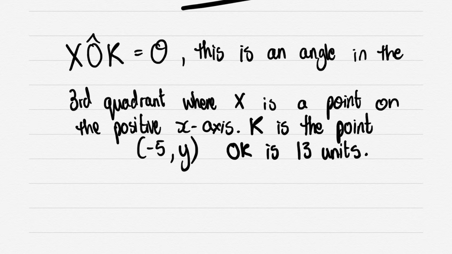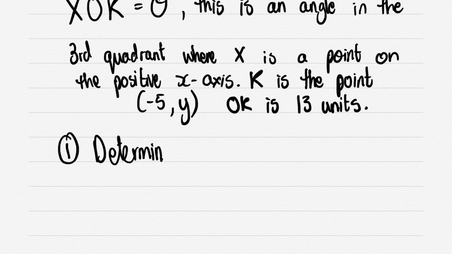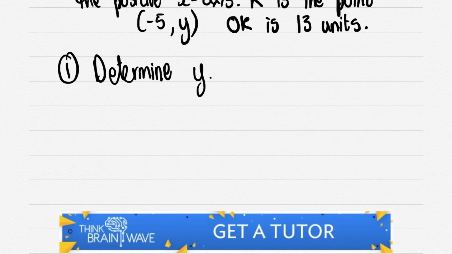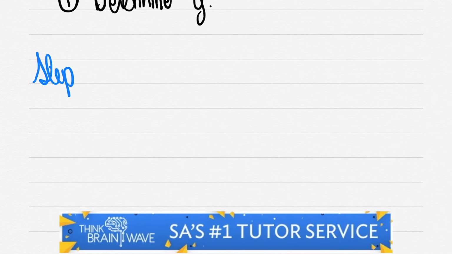So we have a point K. And point K, as you can see, is -5, meaning it's on the left-hand side of the y-axis along the x-axis, okay? So it's traveled leftwards. And then it's obviously traveled downwards if it's in the third quadrant. So the third quadrant means a -y. So let's determine y. We start with our step 1.